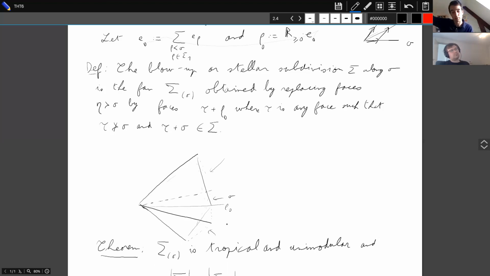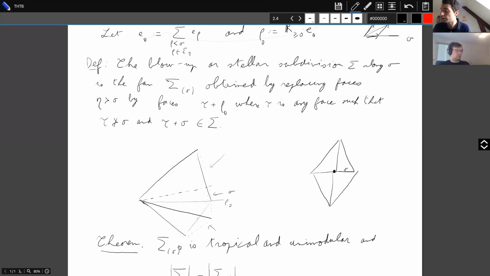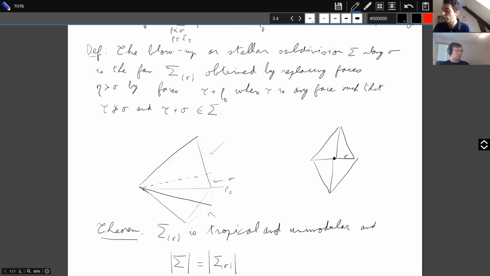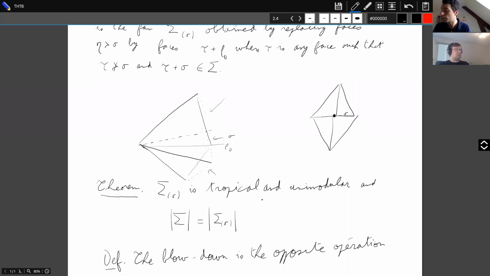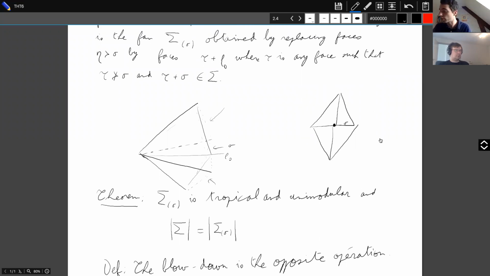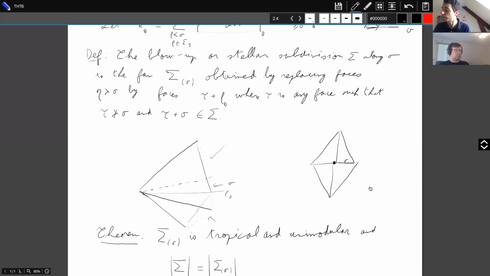So if you take it transversally, I will see something like that. So sigma will be these things. I want to cut along this, so I have to add this and this. Okay, it's simple. Okay, there is a formal definition. And so I denote by sigma the blow-up along sigma. And so this does not change the support. Okay, it's quite clear. And it's still tropical and unimodular. Tropical because it does not change the support, and unimodular because I choose this ray in this very special way.